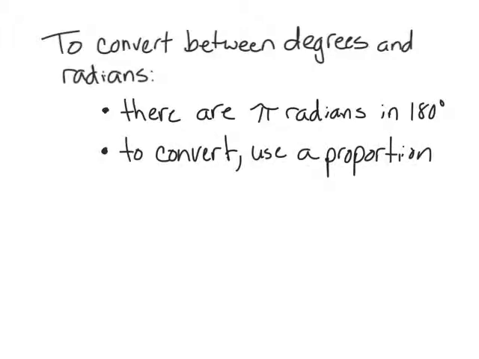So I believe the way you learned last year to convert from one to the other is to use a proportion. You could use this as a scale factor if you're used to scale factors, but I think what you're used to is setting up a proportion. Therefore, you can solve for either one. So the proportion is going to look like this. If you have degrees, then that's over 180, and that's equal to radians over pi.